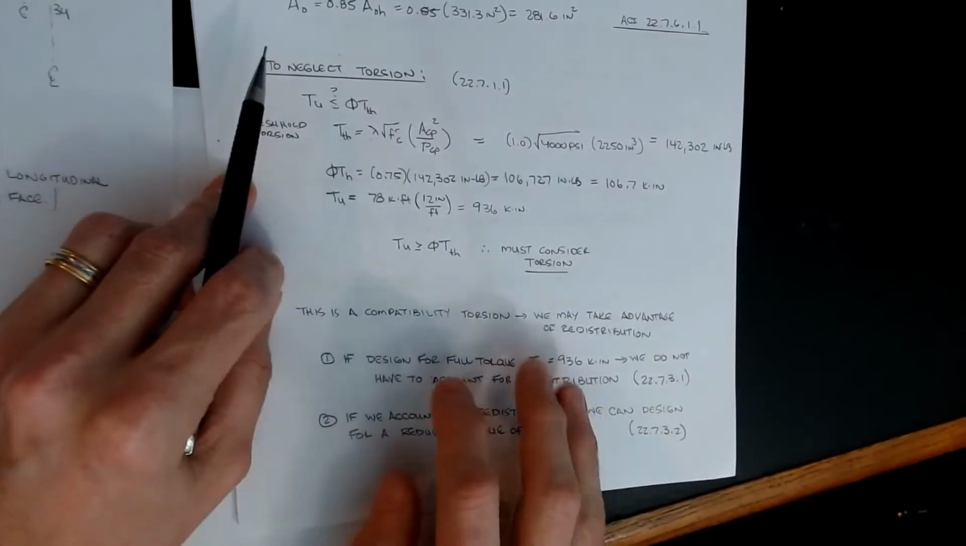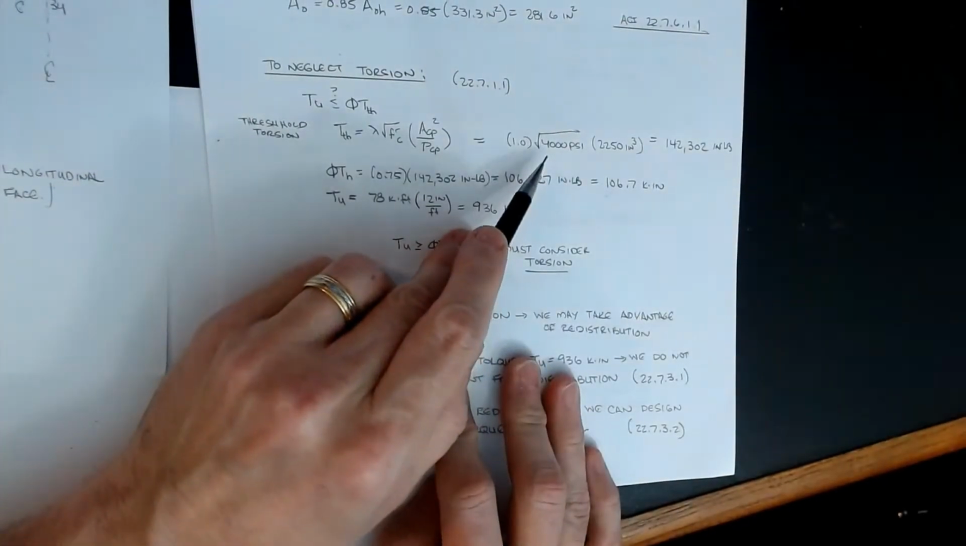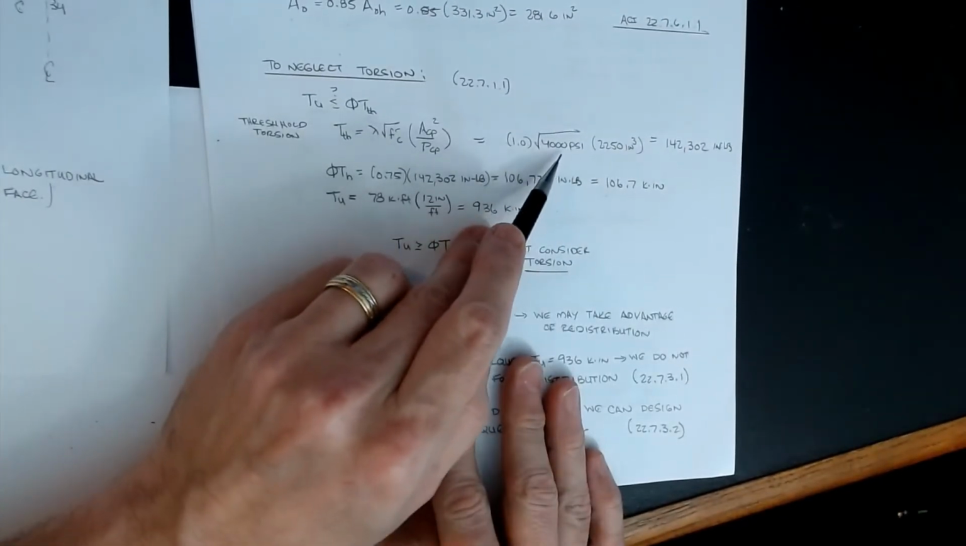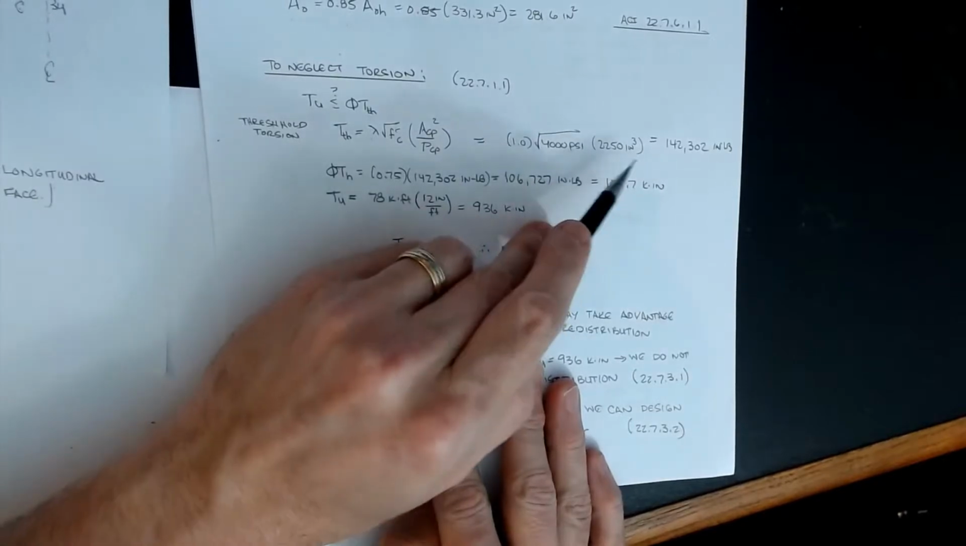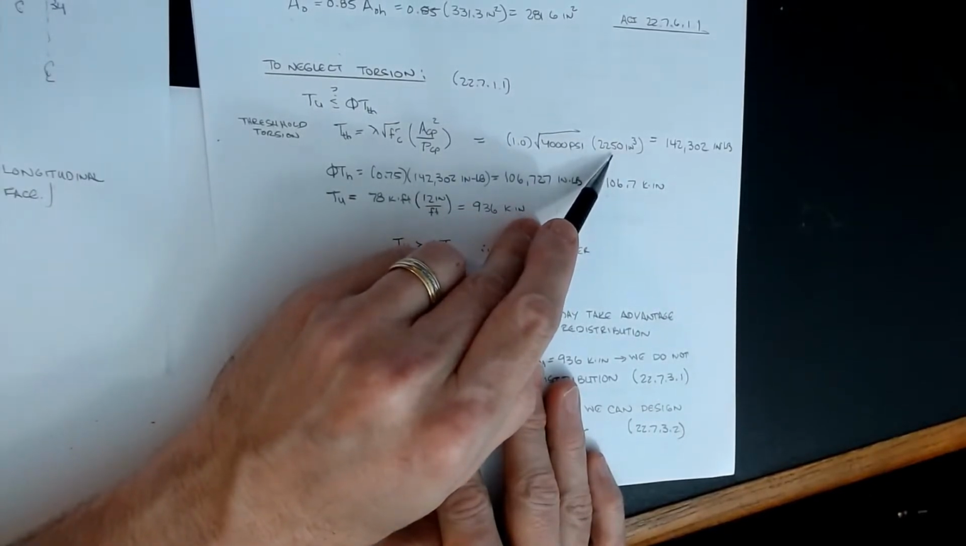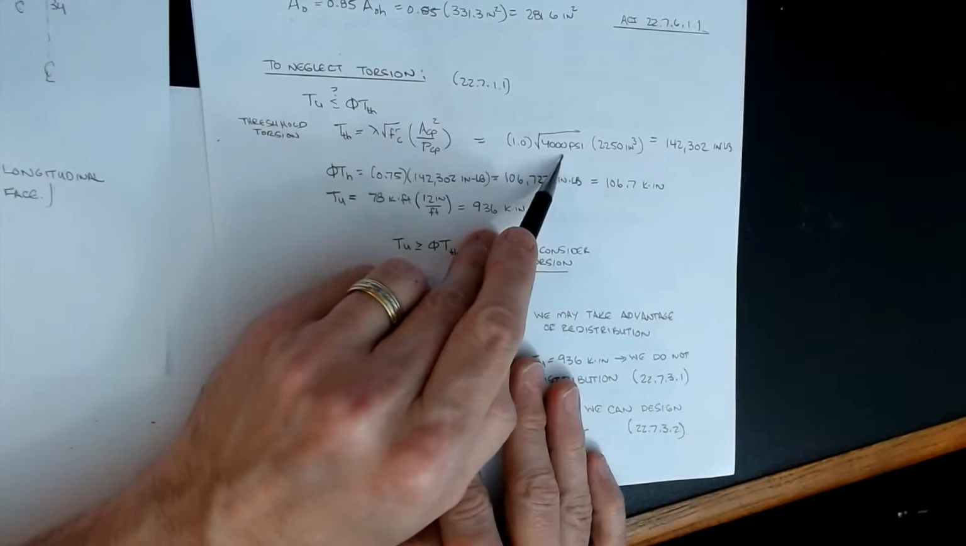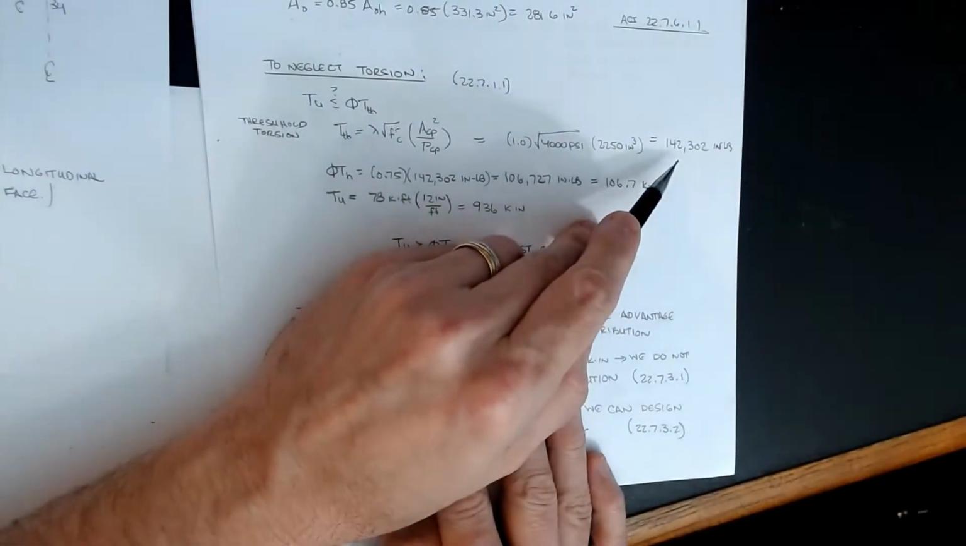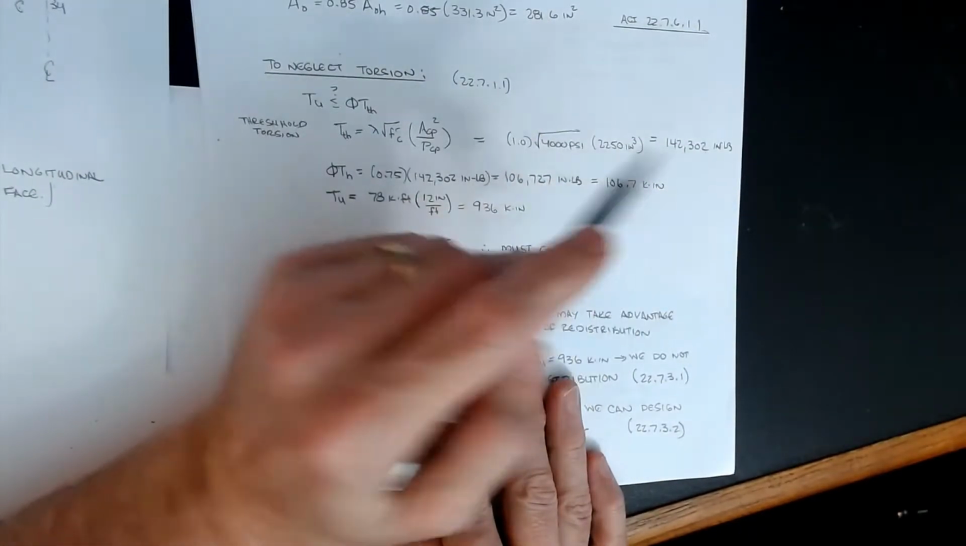Okay, there we go. All right, and so if I do the math on this, you have to watch the units here. Remember F prime C goes in as PSI, and this needs to be in inches cubed, or it will be in inches cubed. So the units that come out of this are 142,302 inch pounds.